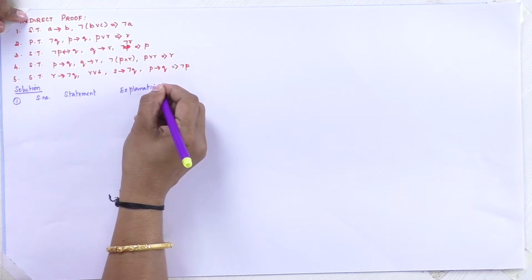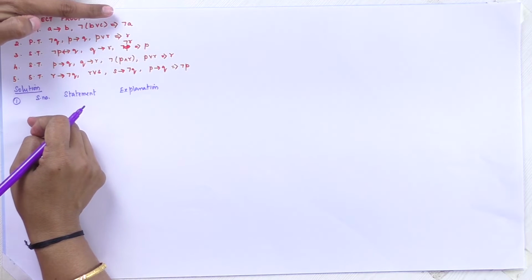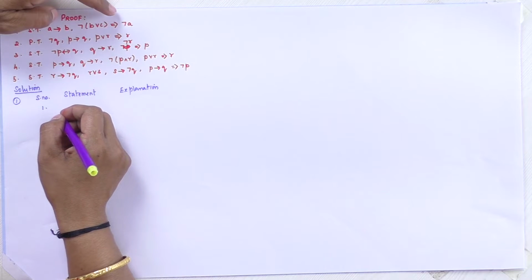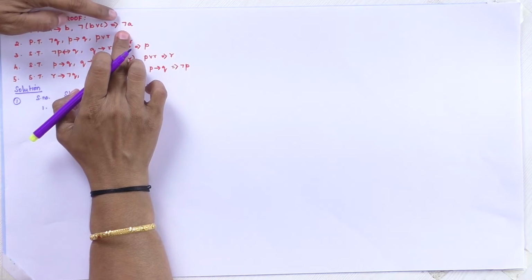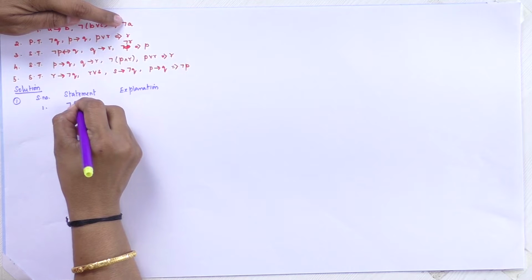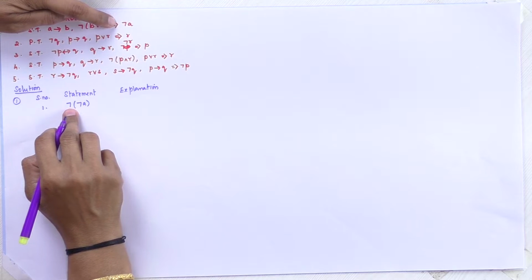Whatever procedure we have adopted for the direct proof, in a similar manner we will have to go for the indirect proof also. I will take the statement given in the problem and then give the explanation one by one. What did I say for the indirect proof? We'll have to consider the negation of the conclusion as one of the premises. Now what's the conclusion in the first problem? The conclusion is negation of A. So according to the procedure, we'll have to take the negation of the conclusion.